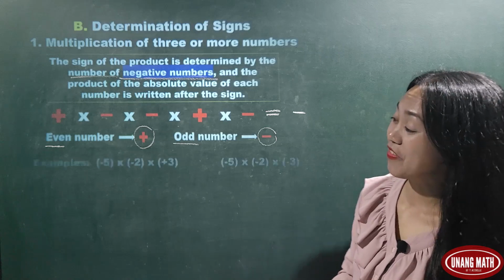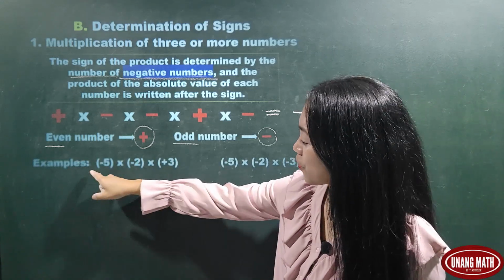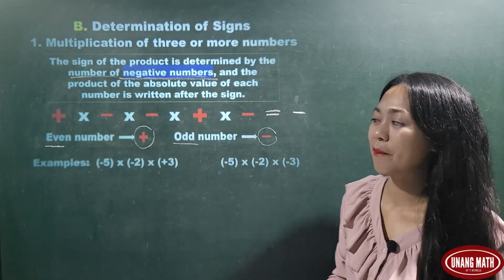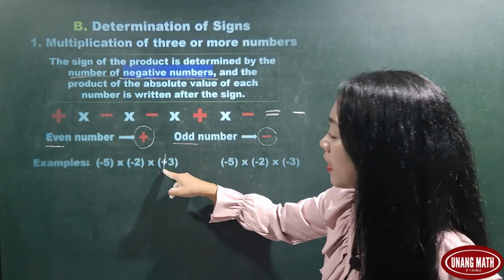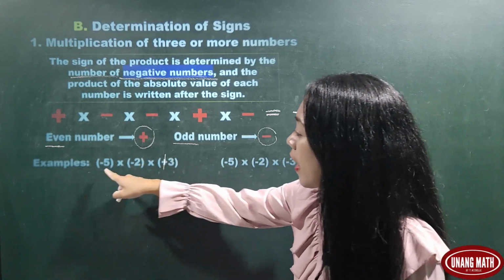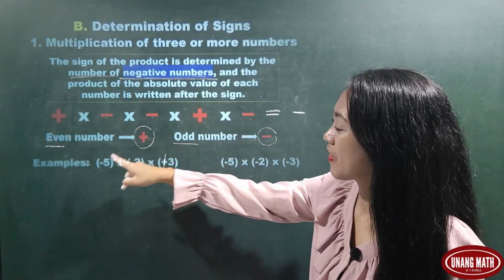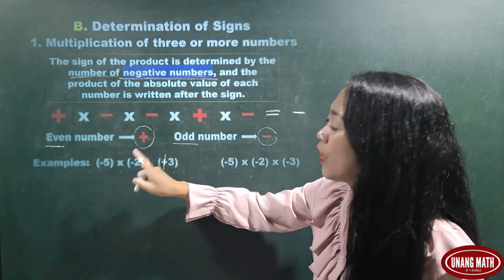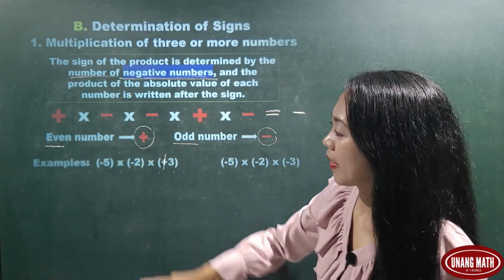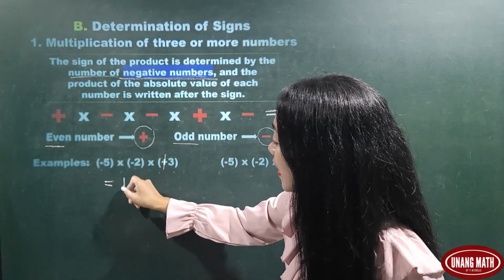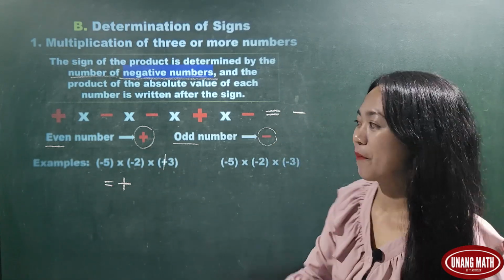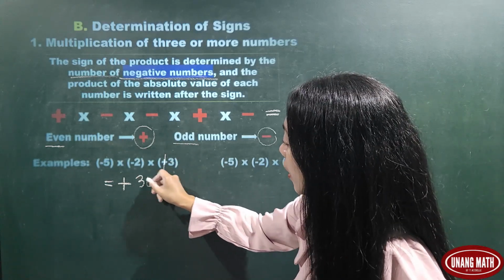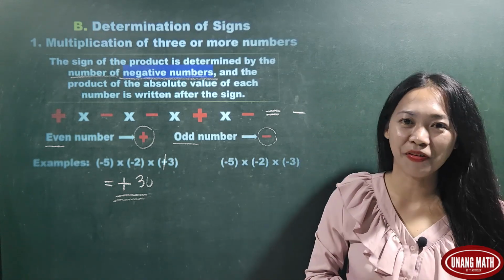Okay, this time, let's give an example. We have here this first example, negative 5 times negative 2 times positive 3. We will not care about the positive sign. We just need to count how many negative numbers there are in the problem. So in here, we have 1, 2. 2 is an even number. That means the sign of the product is positive. Okay, let's multiply. 5 times 2 is 10, times 3 is 30. Final answer is positive 30.